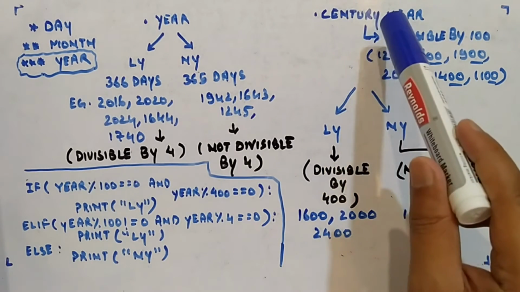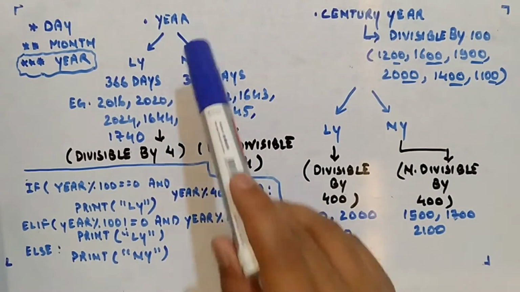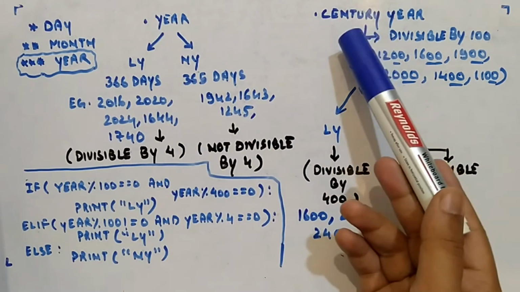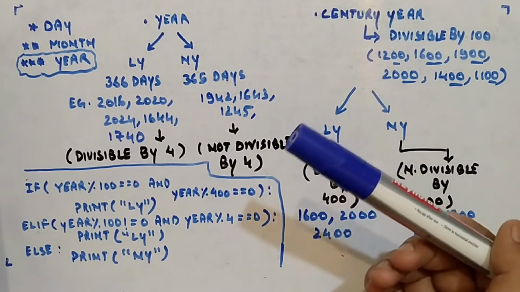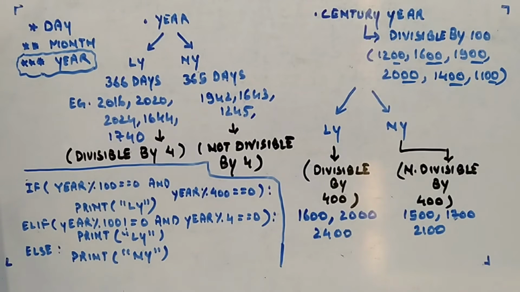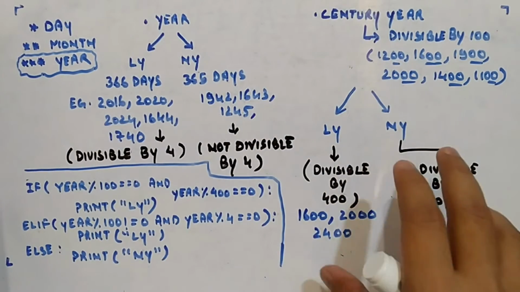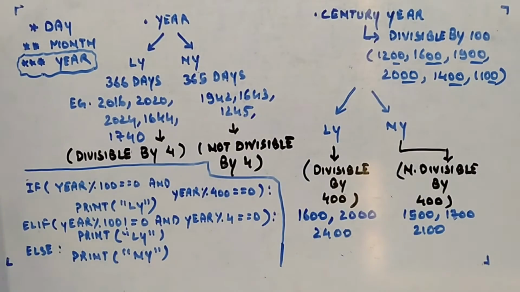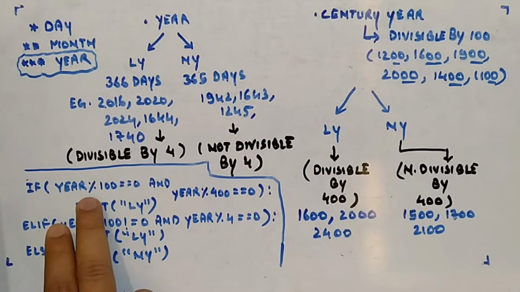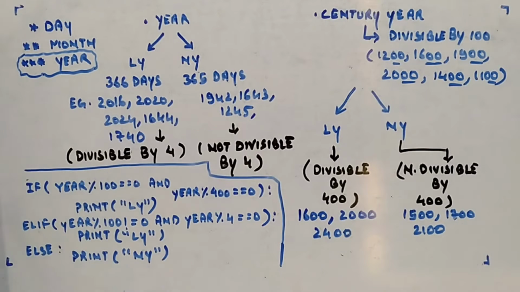This is for century years. The earlier concept is for normal years, the years which are not century years. You can see none of them are century years there. So how are we going to code this? I have coded these two conditions here. You can see if your year is divisible by 100, see the modulo sign I have used, it means it is calculating the remainder.